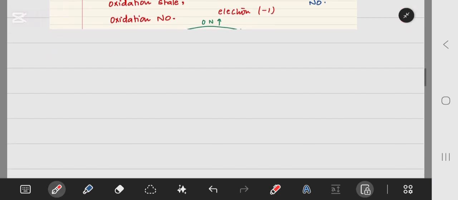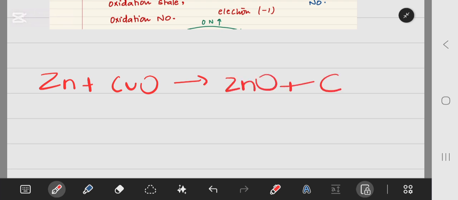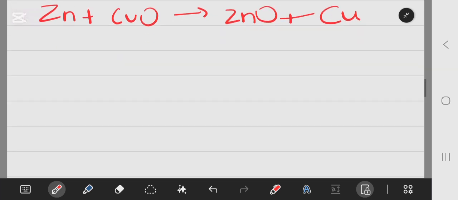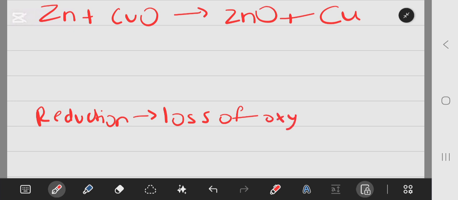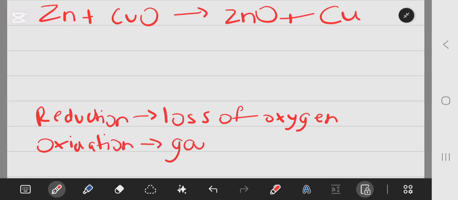Let's assume that a reaction looks something like this: zinc plus copper oxide gives us zinc oxide and copper. Now I will have to write down one more thing as well. Reduction was loss of oxygen, and oxidation was gain of oxygen. All right.